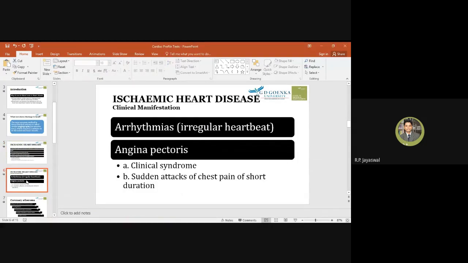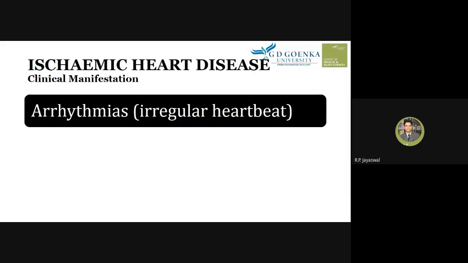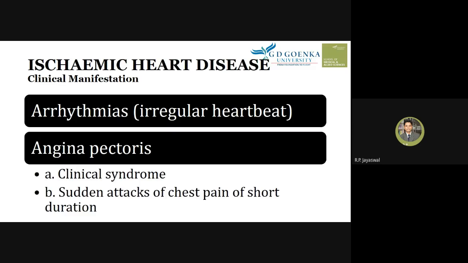So we studied the clinical manifestations seen during ischemic heart disease. One is arrhythmias, which is irregular heartbeat. Second is angina pectoris, which is a kind of chest pain, a sudden attack of chest pain of short duration. It shows a group of symptoms like pain in the chest region, and it causes irregular heartbeat, right? So these are the clinical manifestations which can be seen during ischemic heart disease.